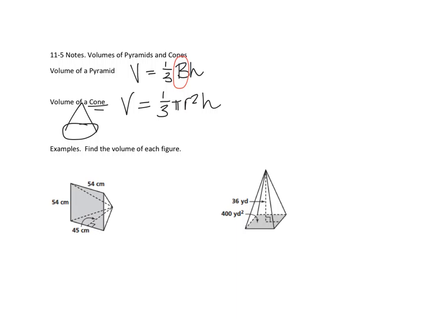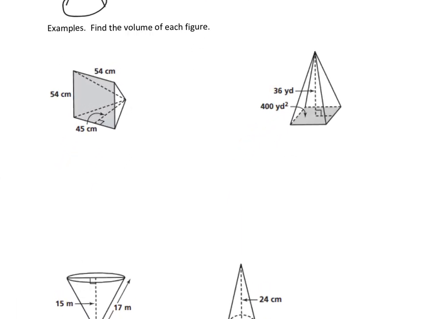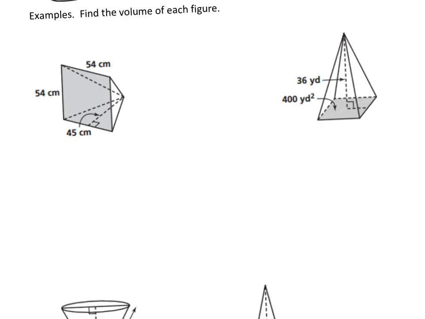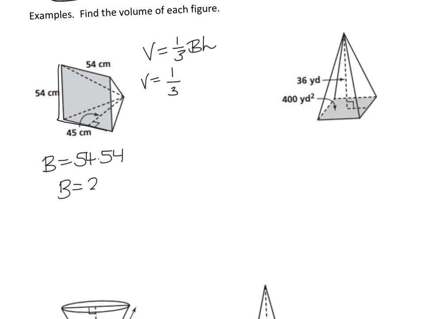So we still have to write the formula in. Right now this is a square pyramid. So write volume equals 1/3 the area of the base times the height. Okay, so for this one, the area of the base is 54 times 54. The area of the base is 2916.